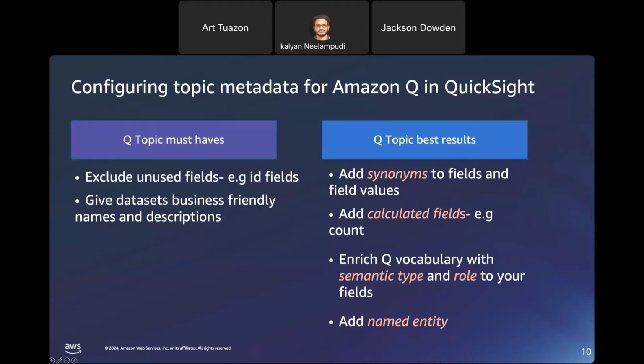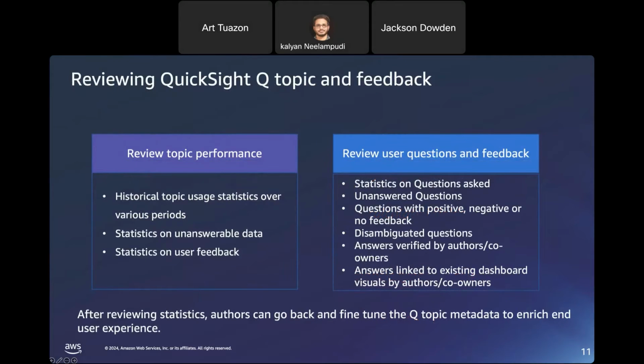So again, all of these work to provide better experiences to your customers. And once you have that all set up, once you've added more data and you're refreshing, you're adding more information, QuickSight Q also has the ability for users to provide feedback, so you can continually optimize on those datasets. So there are two topic performance screens.